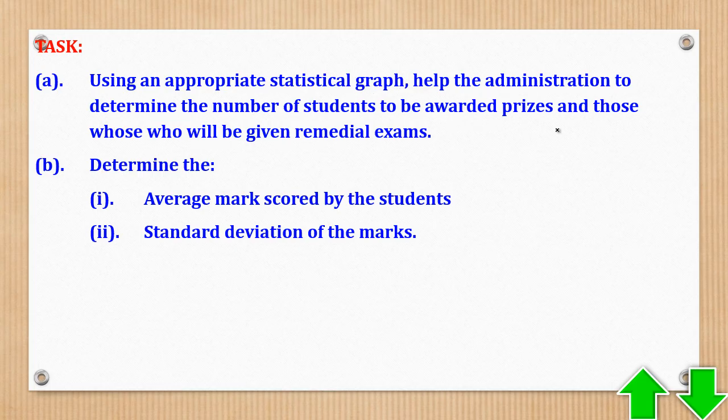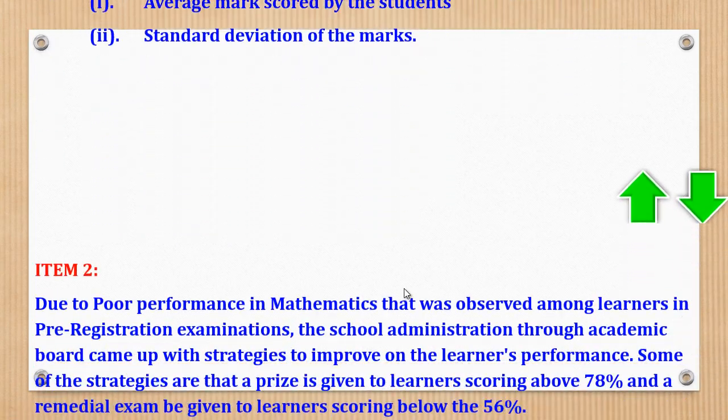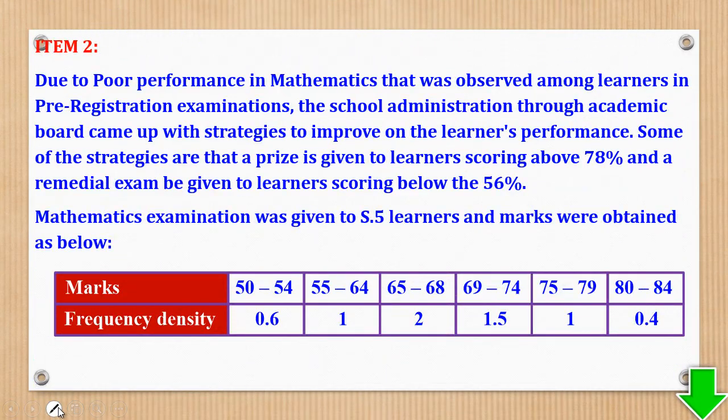So let's go back to the scenario and see the condition which was given. The condition was that a learner who scores above 75 will get a prize, and the one who scores below 56 will get a remedial. So you need to get the number of learners who are above 78, and also those who are below 56.